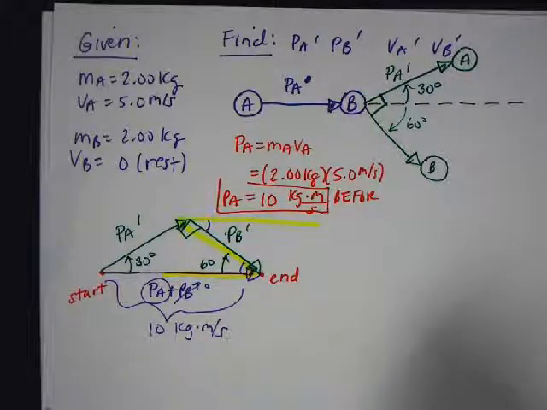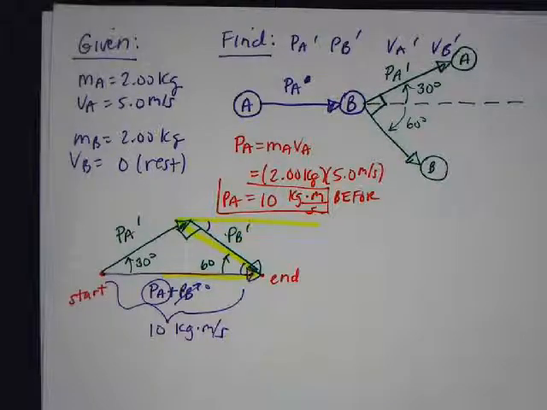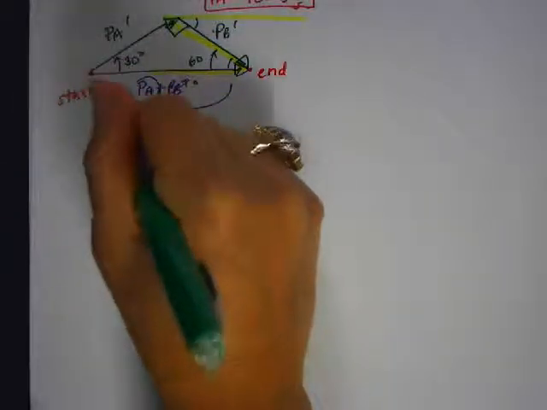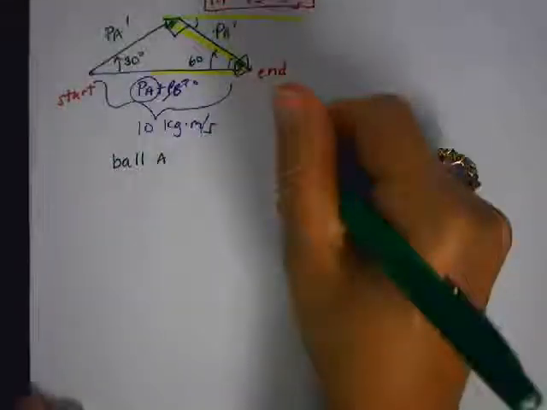Probably the easiest way to do this, because we're going to find the velocity, and what I found makes it a lot easier so you don't get confused, is this: I'm going to move this so we can still see the triangle, and we're going to separate this. So I'm going to say ball A, and I'm going to do ball B.